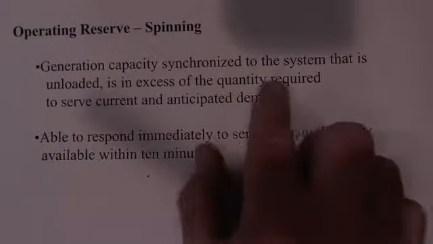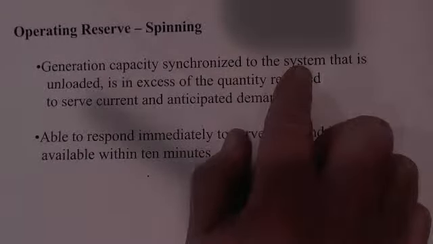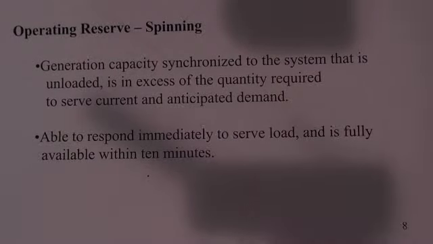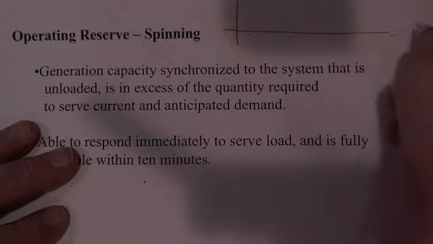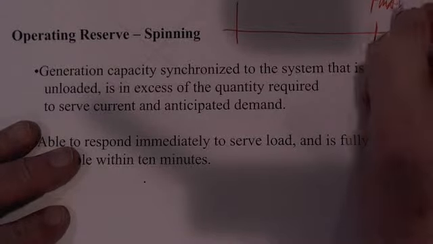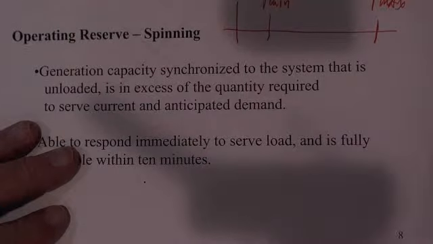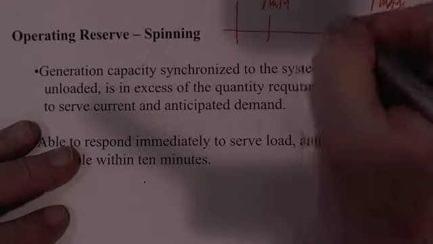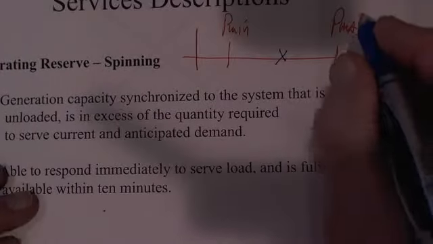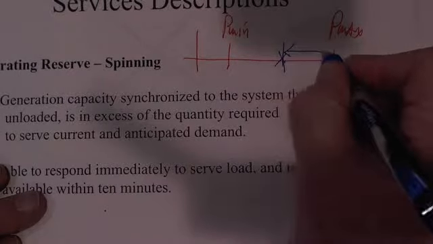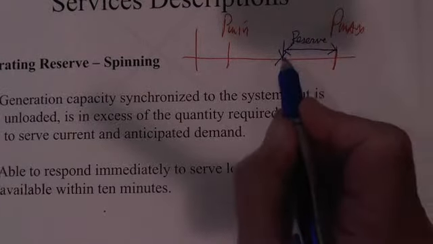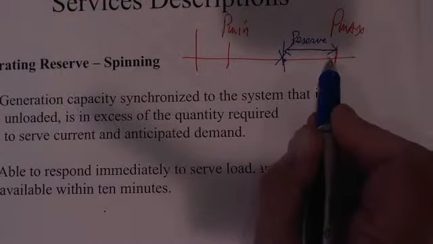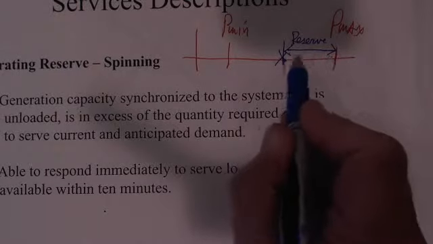Operating reserve: spinning generation capacity synchronized to the system. That's always the case. That is unloaded in excess of the quantity required to serve the current anticipated demand, able to respond immediately. So if this is our generator, and here's the Pmax, and here's Pmin, then if I'm operating right here, well, then the difference here is the reserve. And what it assumes is that if called upon, this generator can raise up to this amount. So that's the spinning reserve that he has.